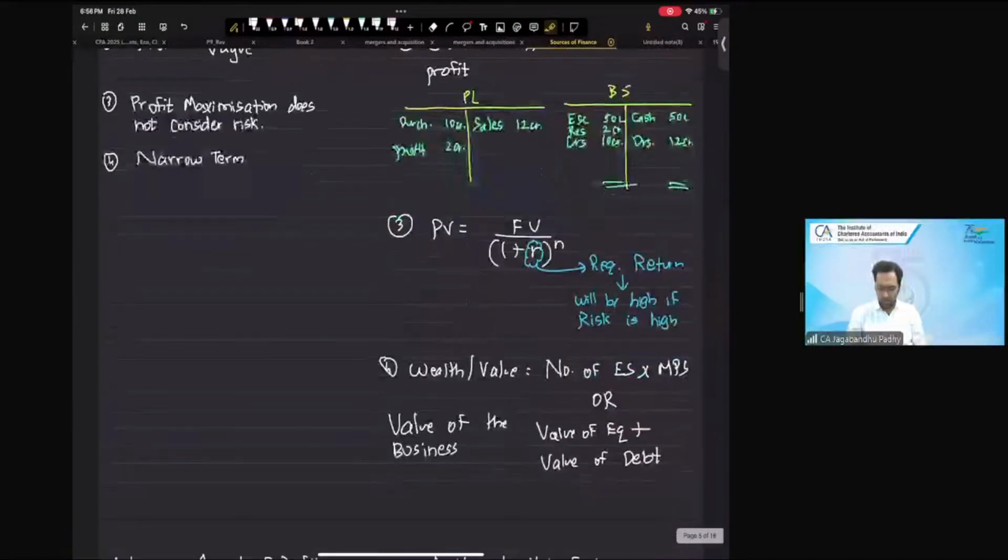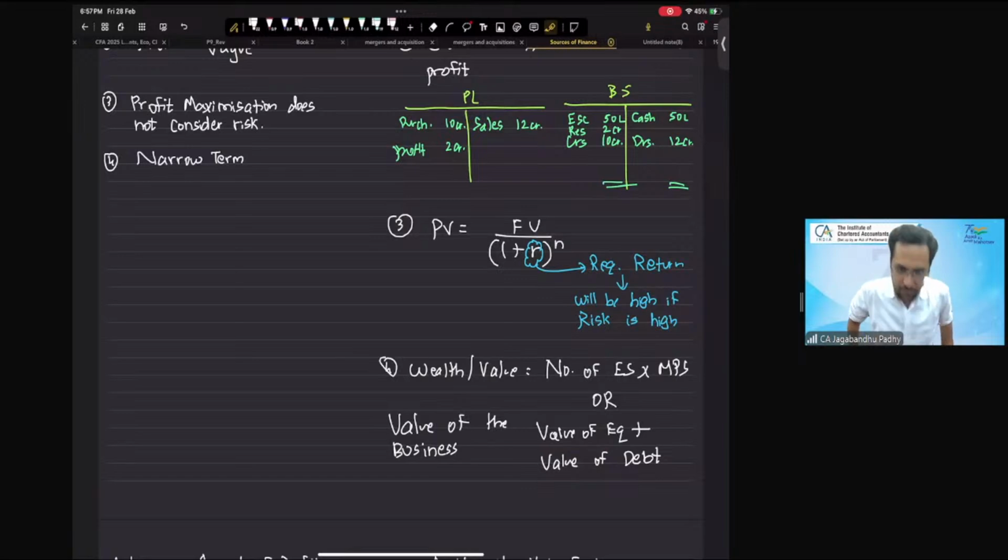Now, generally, if you want to calculate the value of the business, the value of equity shares is going to be the number of shares into the market price per share. If you want to value the business as a whole, it's going to be the value of equity and the value of debt clubbed or cumulative together. Value of equity plus value of debt.